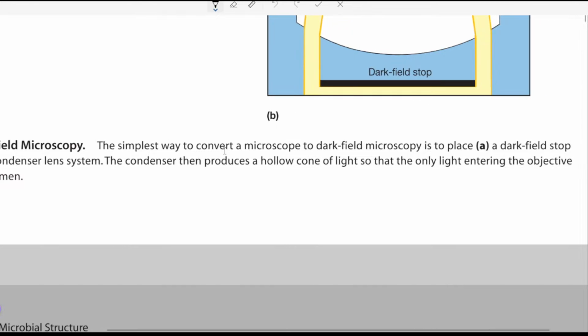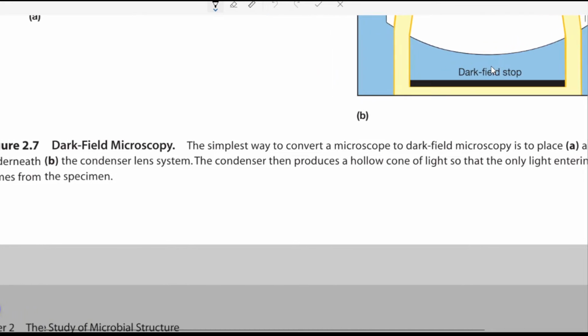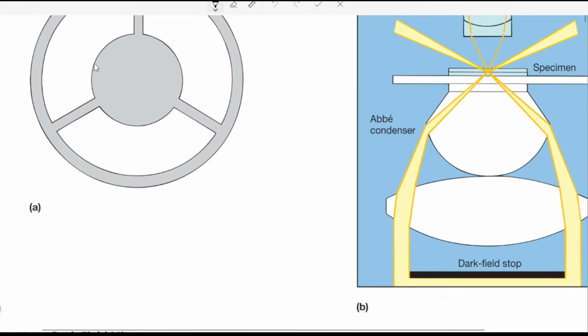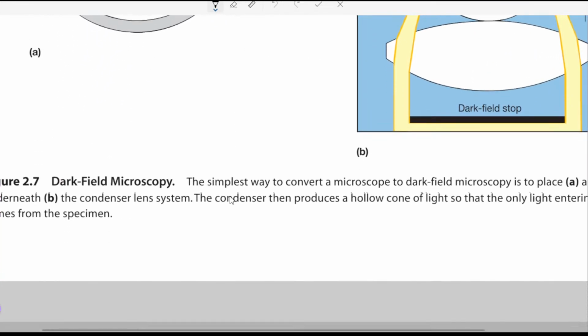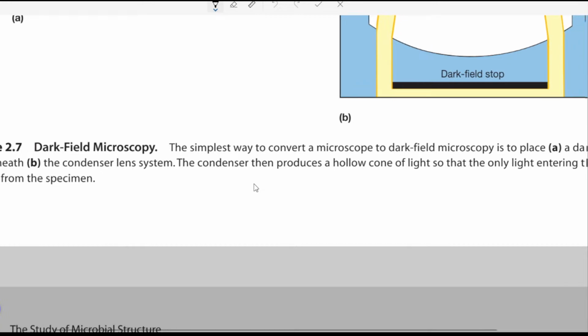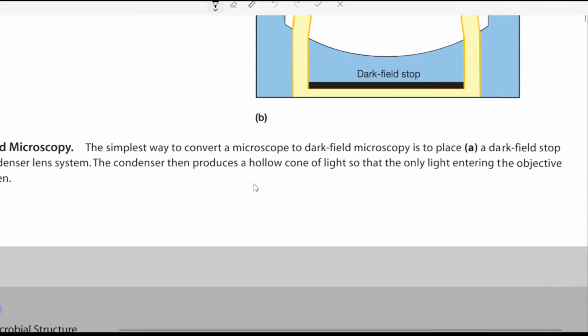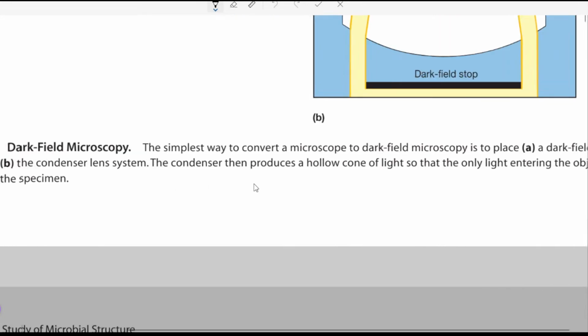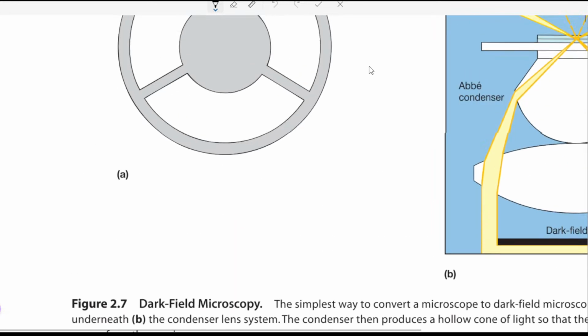The simplest way to convert a microscope to a dark field microscope is to place a dark field stop underneath. So first they are saying put this under. And how do you make this? I think this is how it looks, because this is why they have named them A. Well, B, the condenser lens system. The condenser then produces a hollow cone of light, so that the only light entering the objective comes from the specimen.